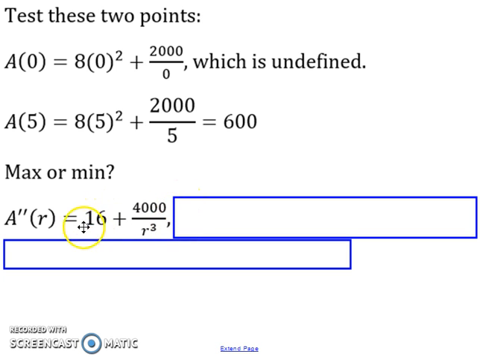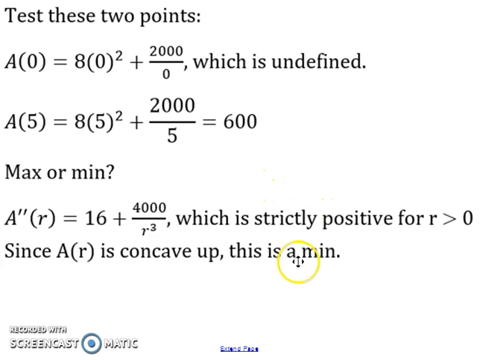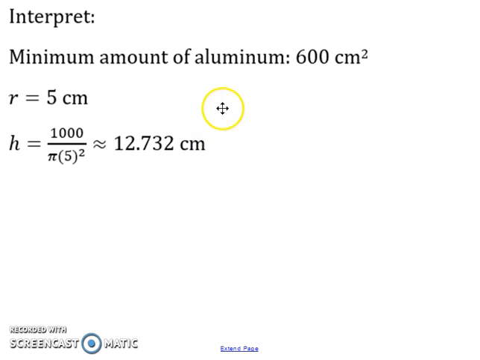Now, 16 is always positive, 4,000 is always positive, and if you plug in an r that's greater than 0, r cubed is always positive. And so if you've got a positive number plus a positive number, the second derivative is always positive, which is to say the function's always concave up, right? And therefore, if you just imagine, I'm tracing a concave up curve, if the derivative is 0 and it's concave up, you have to have a minimum, which is good. That's what we wanted to do. We wanted to minimize the amount of aluminum that we used.